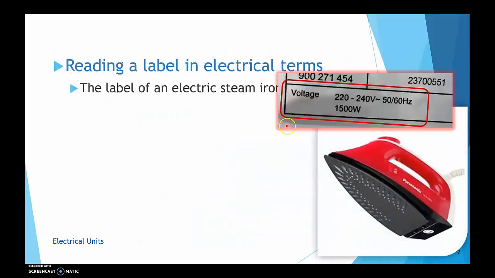Let's look at the label of this electric iron. You can see the values and the units of voltage, frequency, and power. But usually you won't see the quantity symbols on a label. The first line prints the power supply requirements, 220 to 240 volts AC supply, with a frequency of 50 or 60 Hz. The second line, 1500 watts, is the power consumption of the iron.